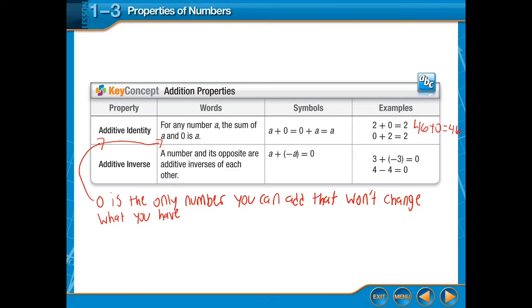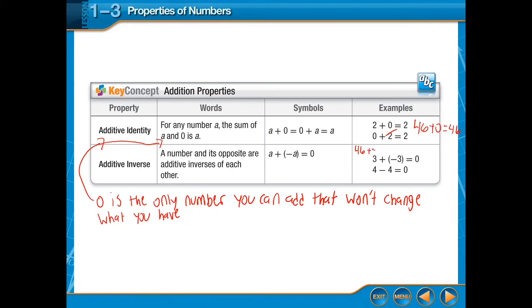Write all of this down in your journal. Pause the video if you need to, because I'm moving on. The additive inverse. A number and its opposite are additive inverses of each other. That's used in combination with the additive identity most often. If 0 is the only number that you can add and it won't change anything, then maybe it's useful to be able to throw a 0 onto whatever you're doing. Then what you can do is this. You add the opposite to what you already have.